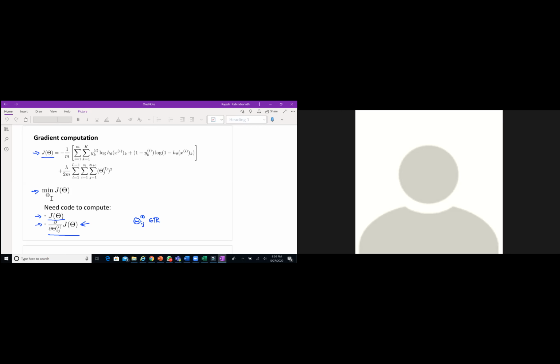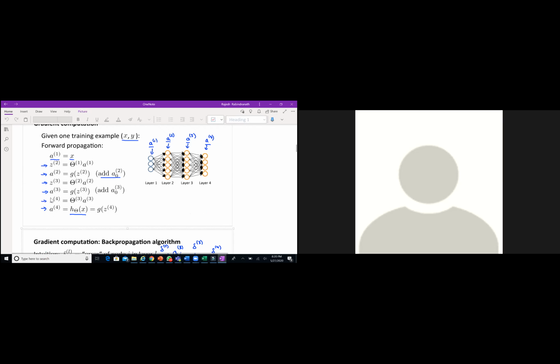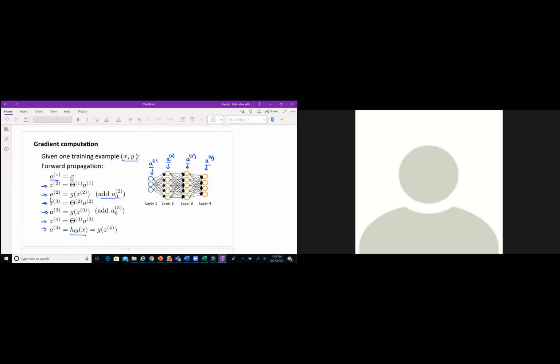Okay, wonderful. That is the complicated part. So now let's do the gradient computation. For the gradient computation, you want to calculate the partial derivative of J(theta) for all the values of theta.